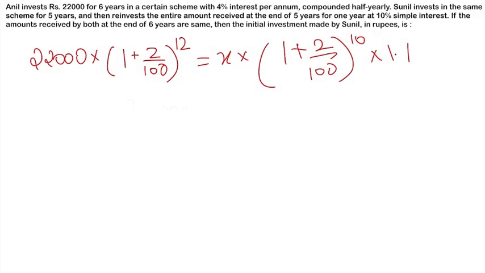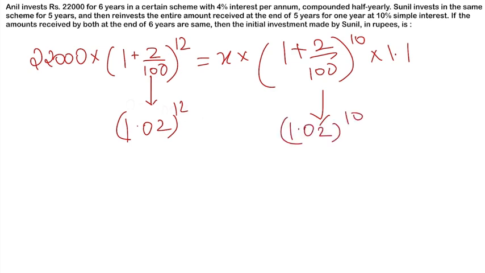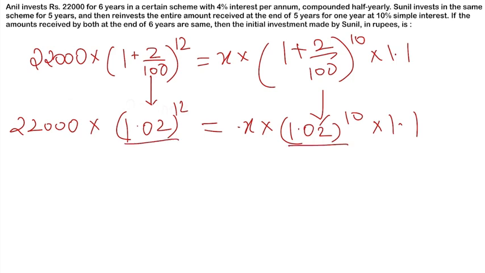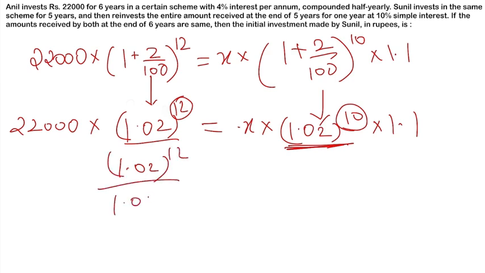So we equate the two and this would become 1.02 raised to 12 and this would become 1.02 raised to 10. So 22,000 into 1.02 raised to 12 will be X into 1.02 raised to 10 and 1.1. Now we can observe that 1.02 is the same base on both sides. Here the power is 12 and here the power is 10. And so if you bring this term on the left hand side, it will come in the denominator. We will have 1.02 raised to 12 divided by 1.02 raised to 10, and this, with 22,000, is equal to X into 1.1.